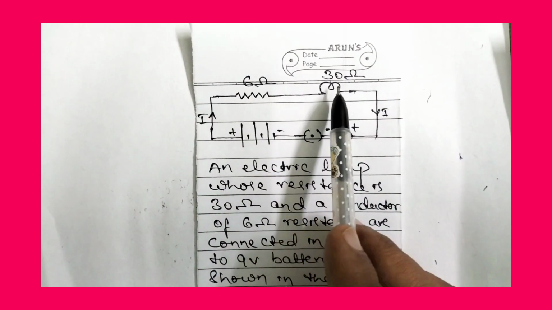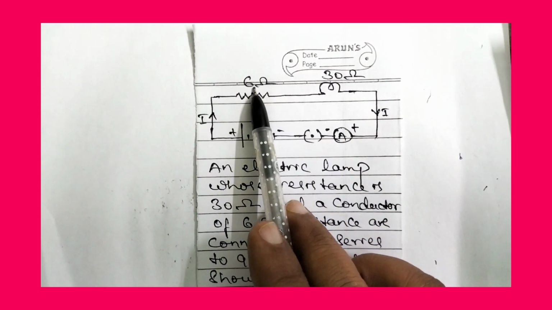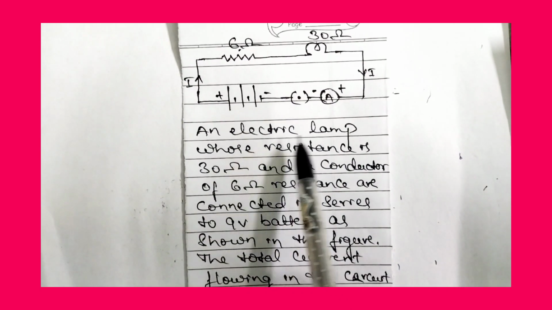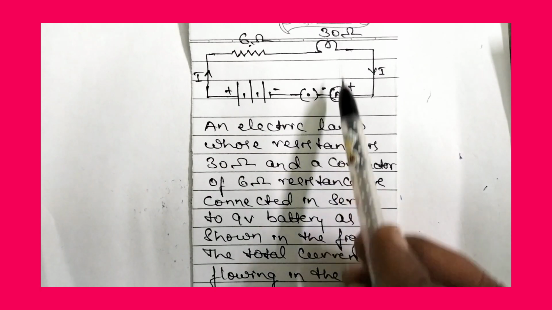So 2 resistors are there. One is R1 6 ohm, another one is R2 30 ohm. An electric lamp whose resistance is 30 ohm.